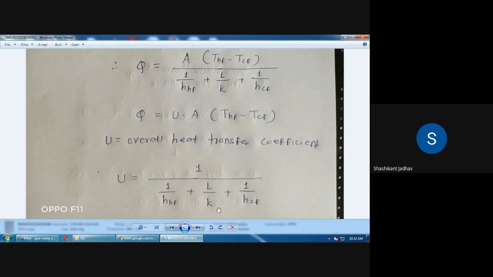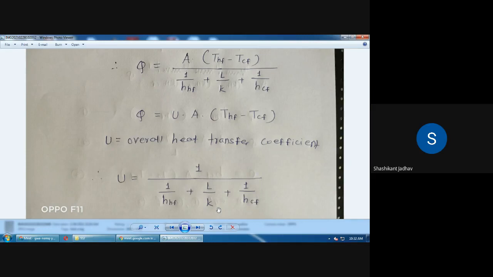Can anyone tell me? What will change in this equation? Tell me. What is the change? Sir, 1 divided by 1 upon Hhf plus La upon Ka plus Lb upon Kb plus 1 upon Hcf.